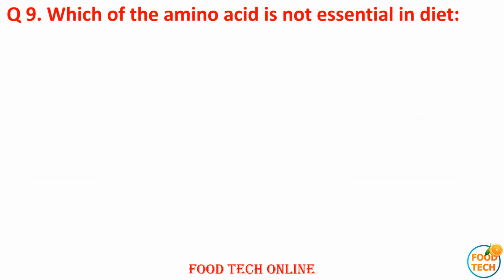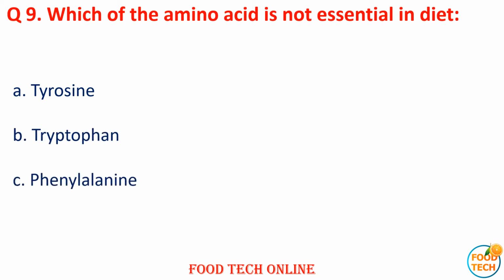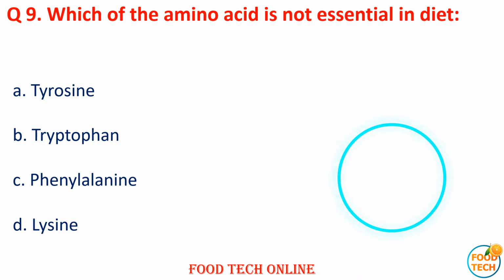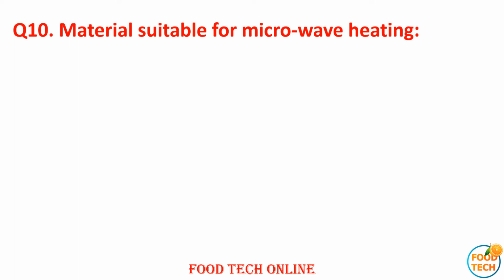Question 9. Which of the amino acids is not essential in the diet? A. Tryptophan. B. Tryptophan. C. Phenolphthalein. D. Lysine. Answer A. Tryptophan.